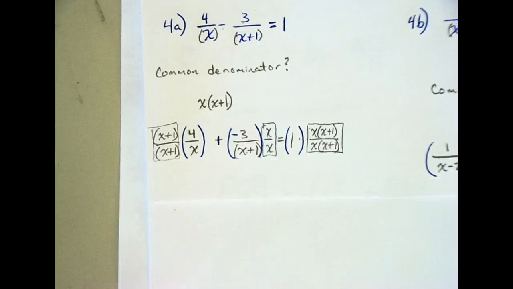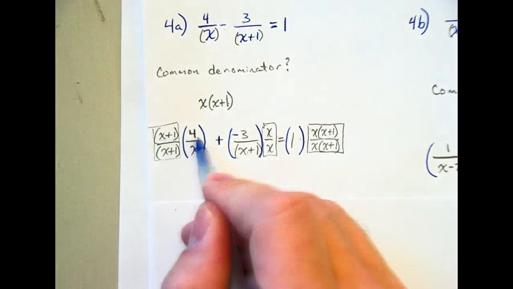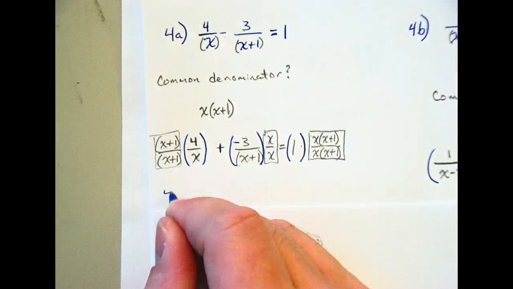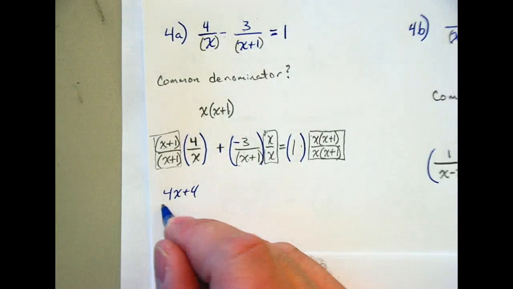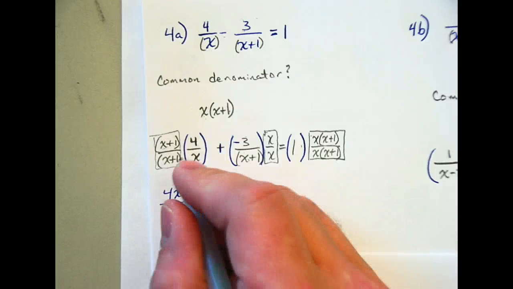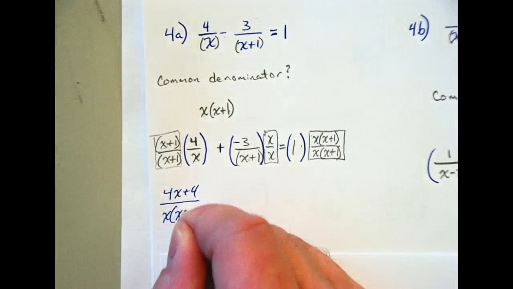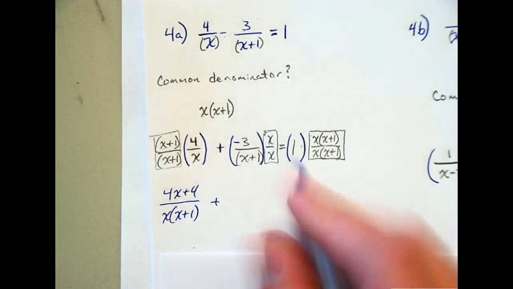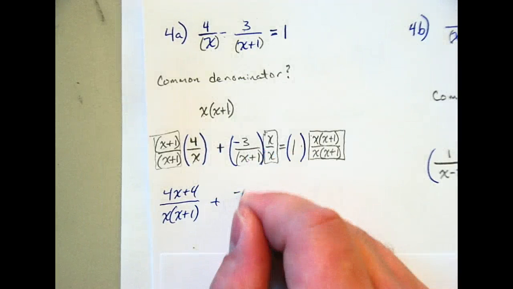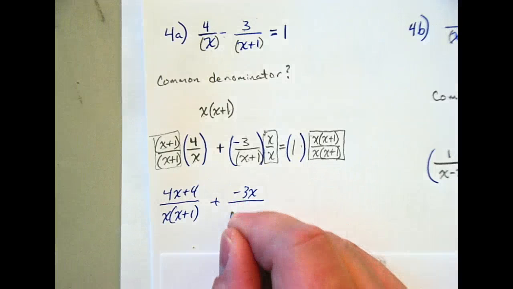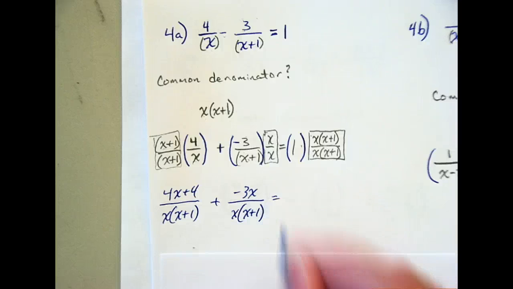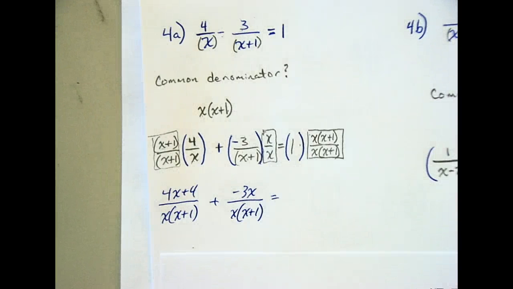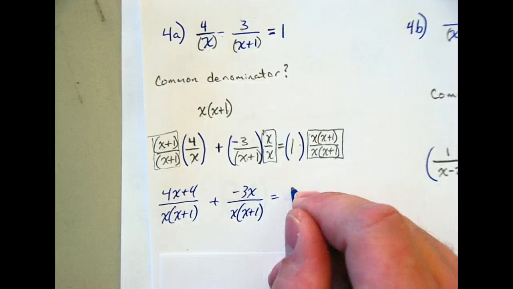Okay. So from here, on top, what do we get? Numerator? 4x plus 4. Okay, 4x plus 4. So distributed there. Okay, the denominator is? x times quantity of x plus 1. Yeah, it's the common denominator. We're adding negative 3x over x times quantity of x plus 1. That's equal to that whole x times quantity of x plus 1 over x times quantity of x plus 1.